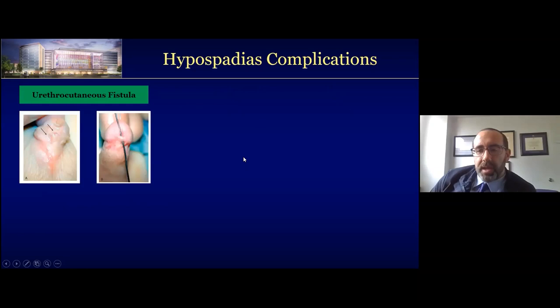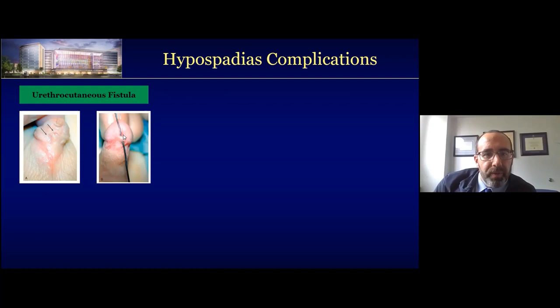So complications. This is what we all love, and it's kind of the bane of our existence. But these do happen after hypospadias. And so, urethrocutaneous fistula. You see here on the left side the meatus is up here in the glans, and these two black arrows are pointing to what looks like a hole in the skin right here, and another hole right there. It's fairly obvious on the right one. In B, there's a big lacrimal duct probe going through that.